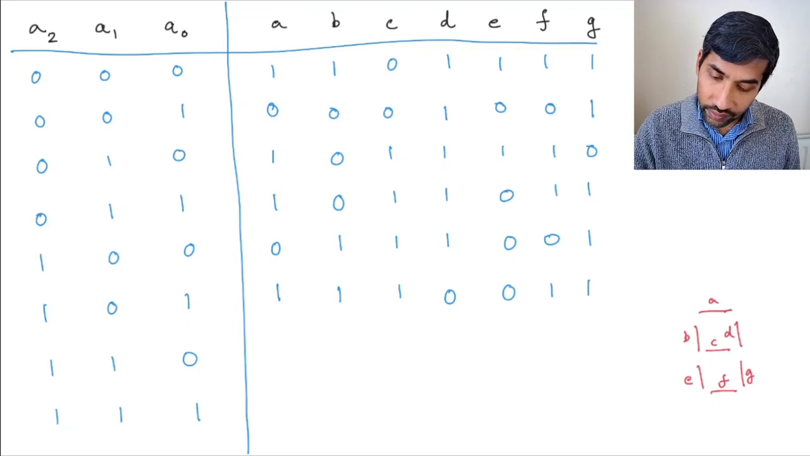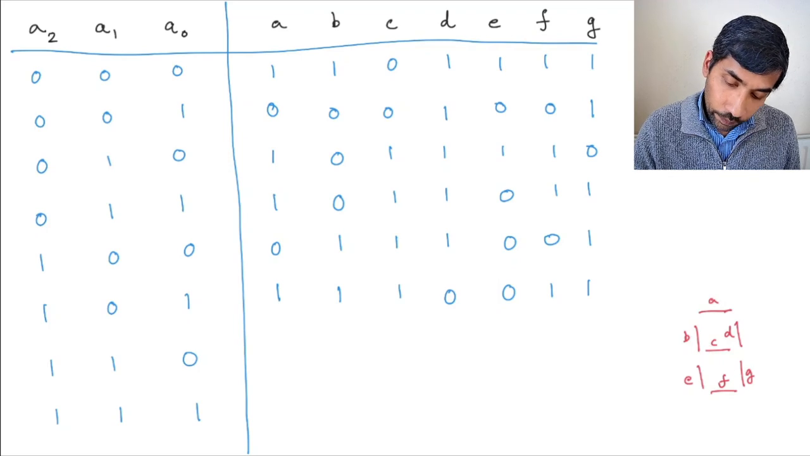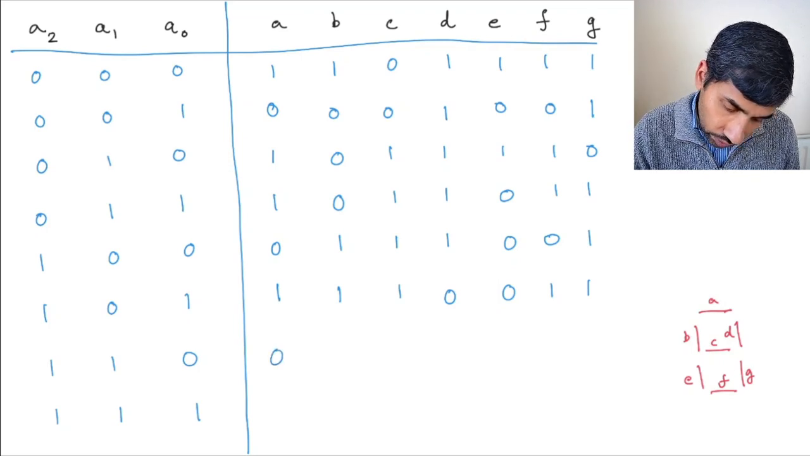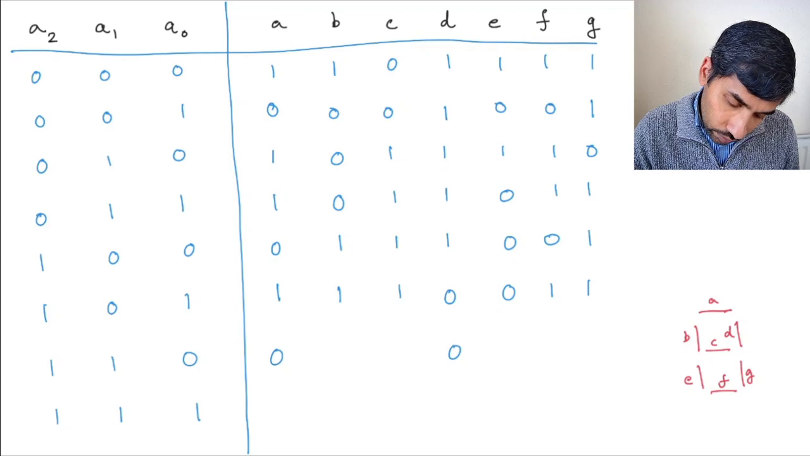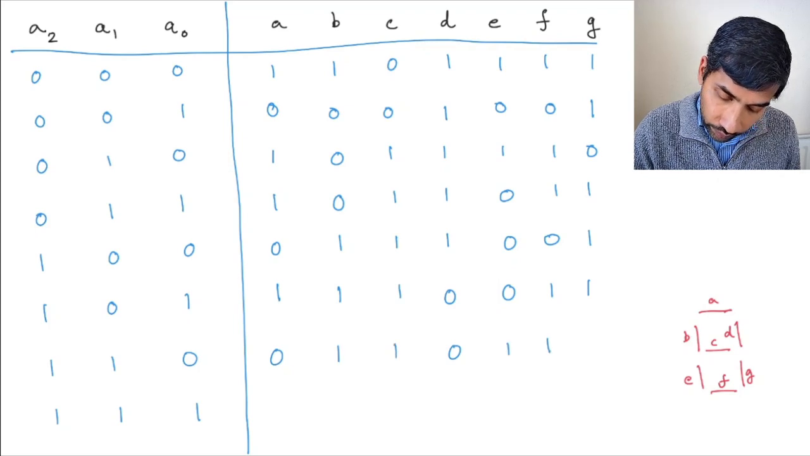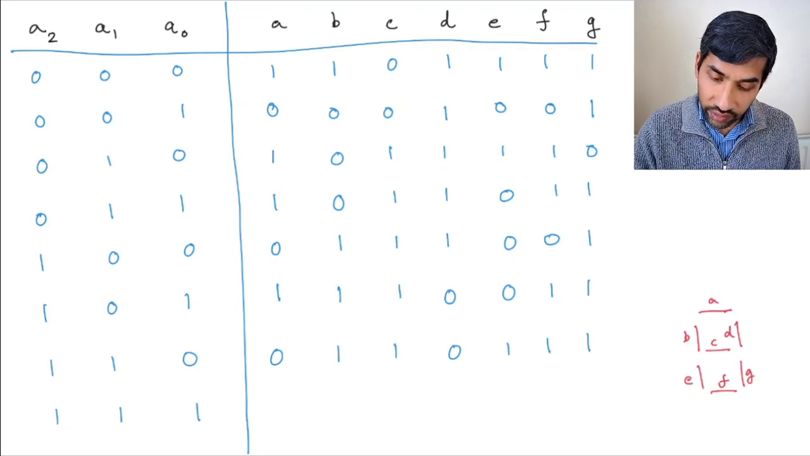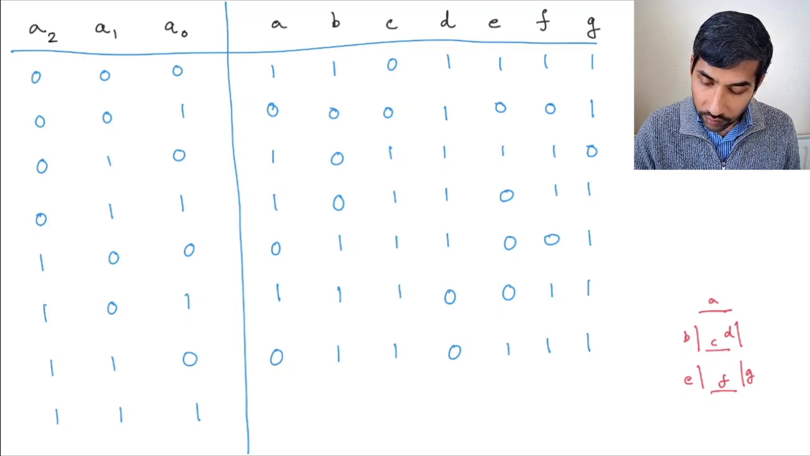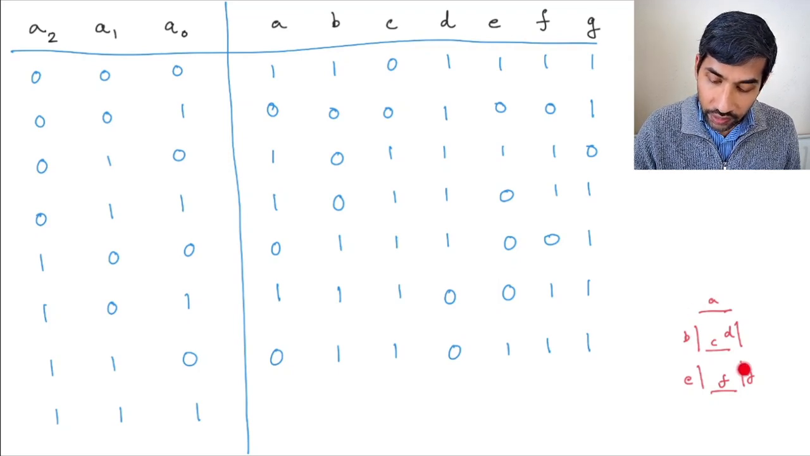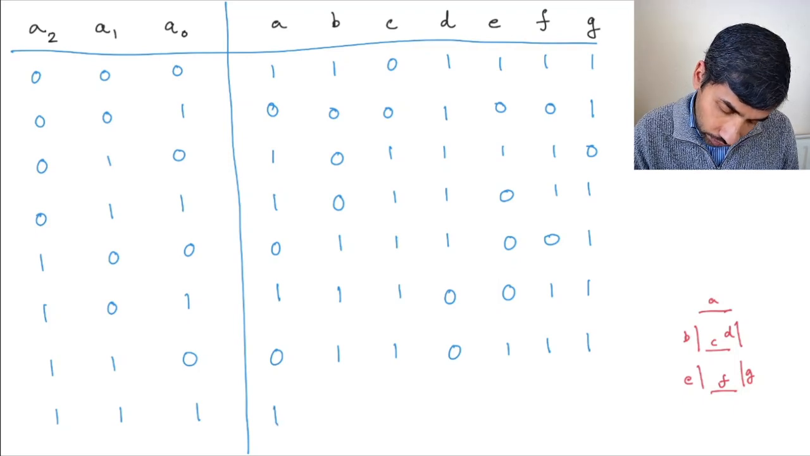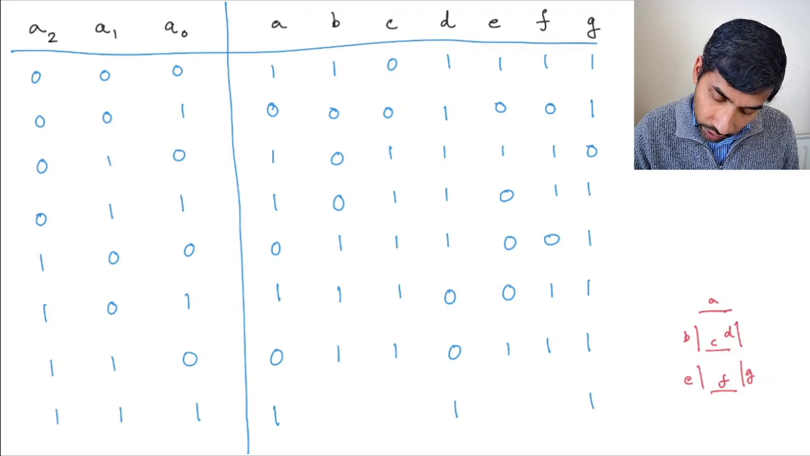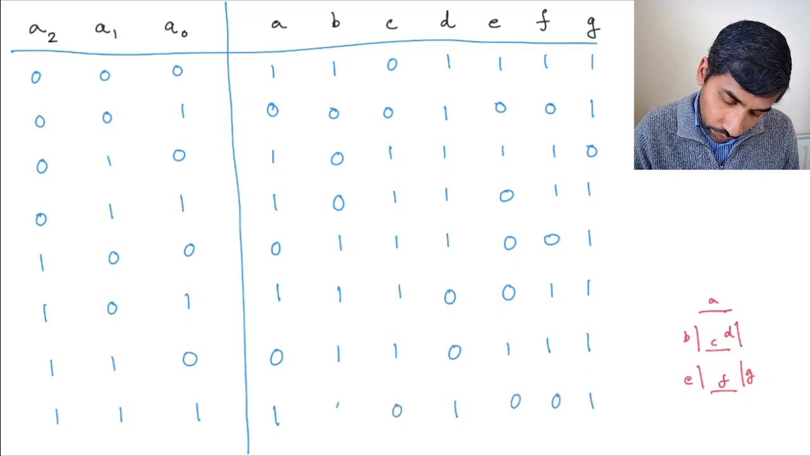What about a 6 then? For 6, you can see that you don't want A and D to be on, and if that is true, then we get a 6. So A and D are off, so 0, 0, and then all these are 1s. And finally, for a 7, what we have is A, D, and G are on, and all others are off.